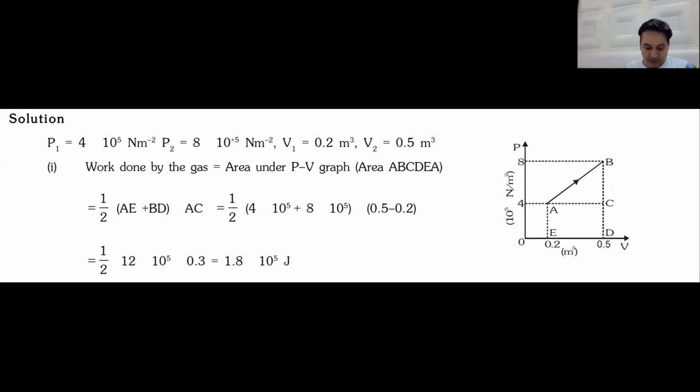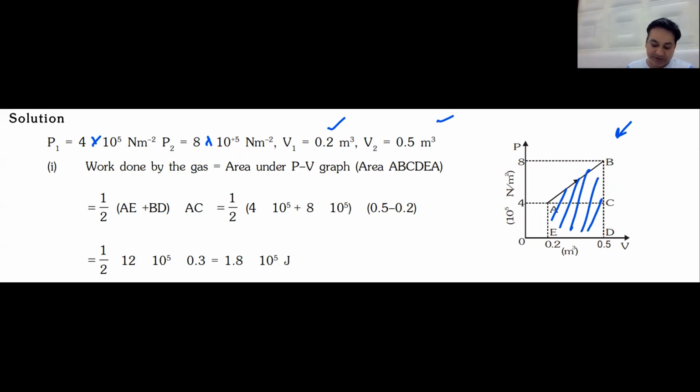Okay. So, this is the PV diagram. Pressure increases linearly, so it is a straight line. Initially it is 4 into 10 to the power 5, then it is 8 into 10 to the power 5. Volume is given as this. We just need to calculate this area. Yes or no? Area of a trapezium, yes.